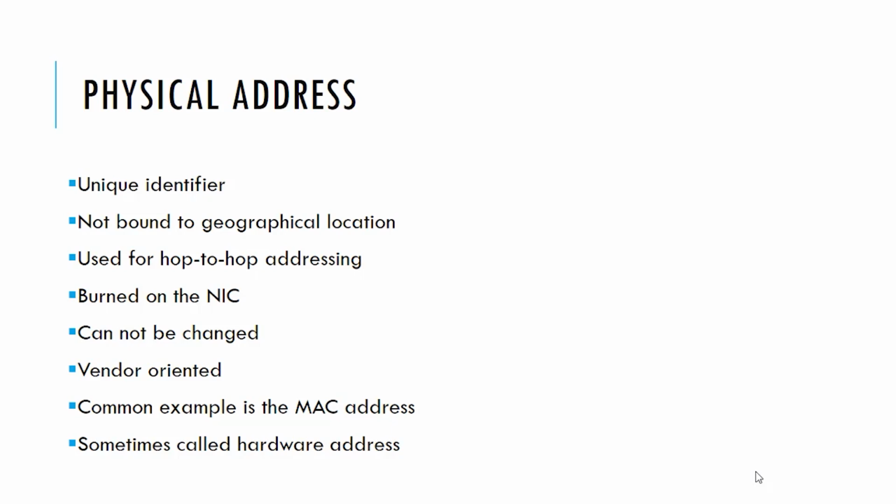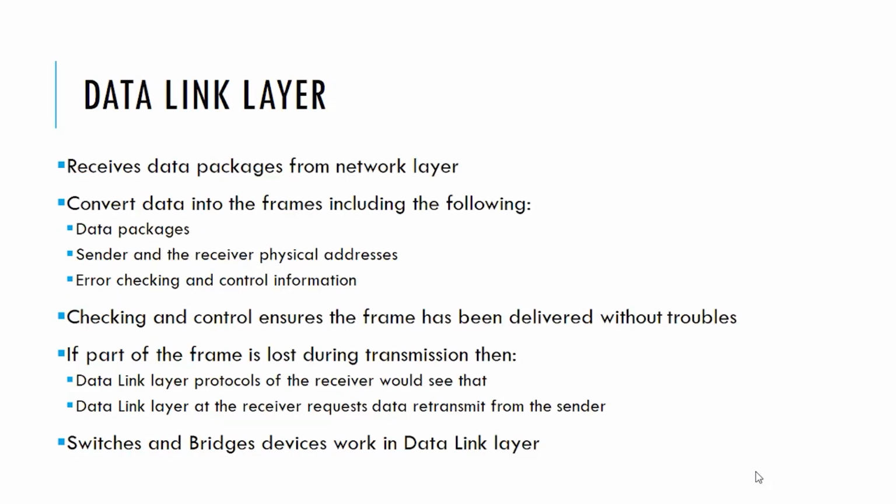The physical address is burned on the network interface card and it cannot be changed. It is vendor oriented. Every specific part of the physical address tells that this network interface card belongs to this vendor, which means a network interface card from a certain vendor should have a physical address that is related to this vendor. A very common example of the physical address is the MAC address, the medium access control address. Sometimes the physical address is called the hardware address.